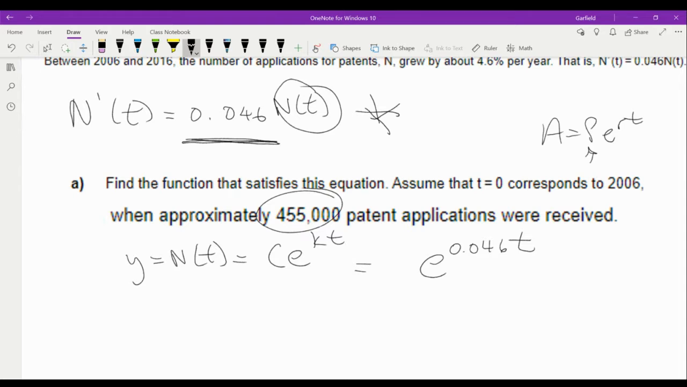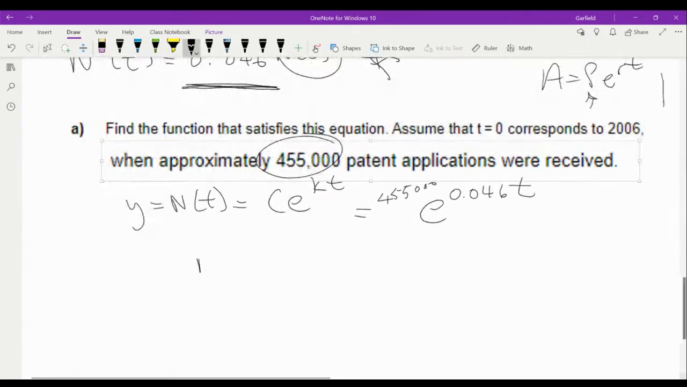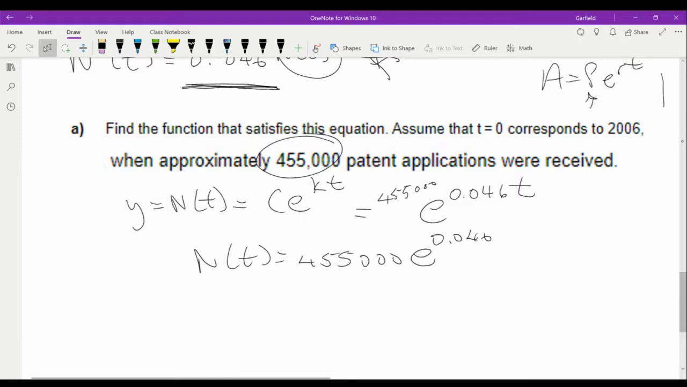So this is just another form of this equation. So here would be 455,000. So our function N of t is equal to 455,000 e to the 0.046t. This is our first part of our answer.